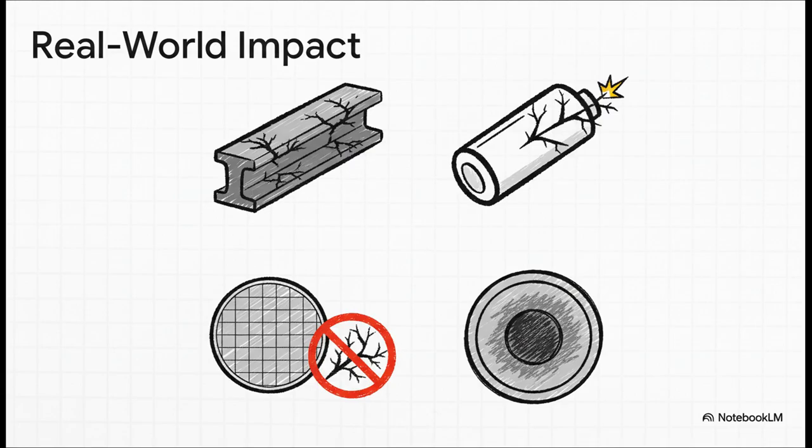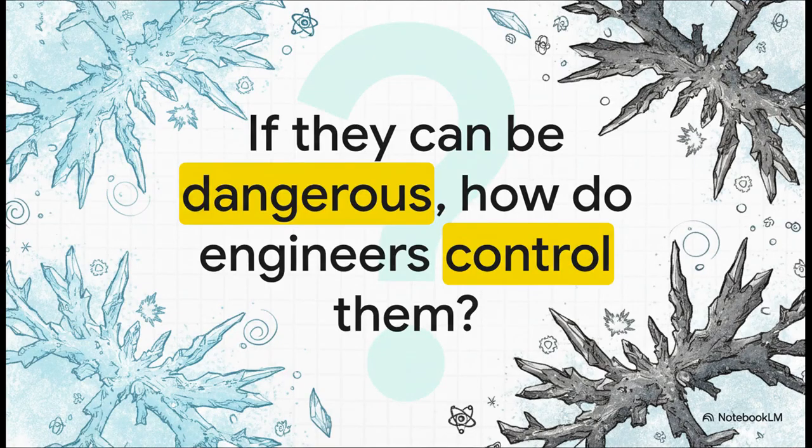Not good. Then, on the complete flip side, for the flawless silicon needed for computer chips, engineers work incredibly hard to prevent even a single dendrite from ever forming. So whether we want them or not, understanding them is everything. So that leads to the obvious next question, doesn't it? If these structures can be so helpful one minute and so dangerous the next, how do we get them to do what we want? How in the world do you tame a crystal forest?